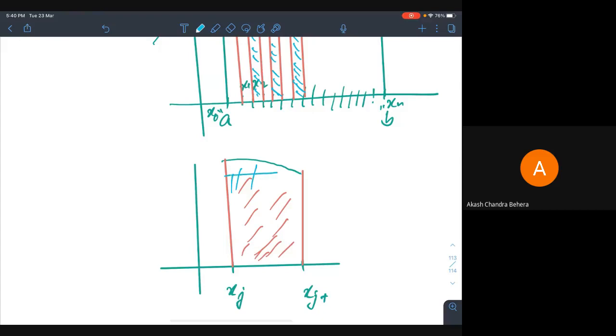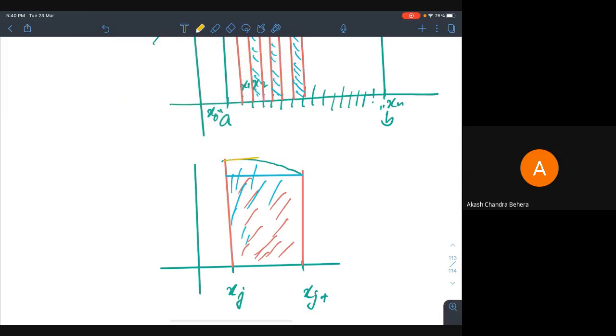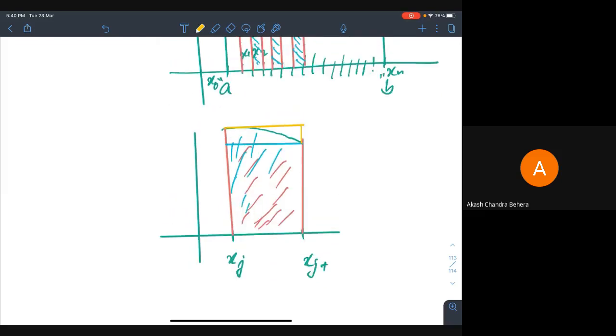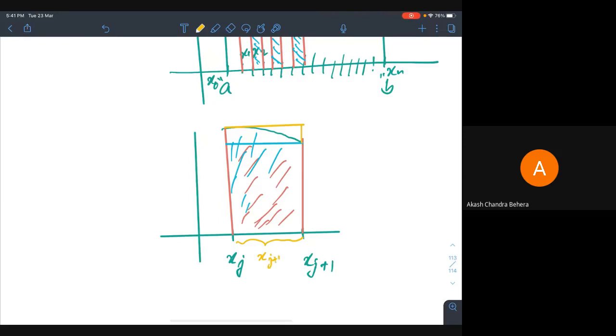So he considered something like that, two rectangles. Do you see? This is a rectangle. This is one rectangle, and this one another rectangle. So how do you get these two rectangles? Of course, this base on one side is this one, x_j, and this is x_{j+1}. So this part is x_{j+1} minus x_j, right?